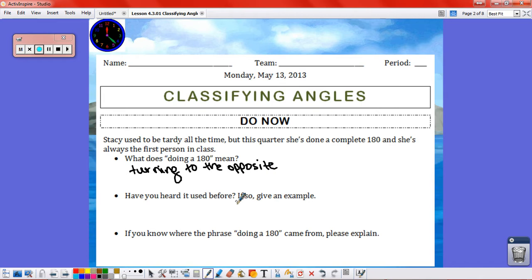I'll ask if you've heard it used before. I have a lot of kids who are into skateboarding and other similar sports like extreme biking, snowboarding. If you know where the phrase doing a 180 came from, please explain. And in almost every class I've had somebody say from angles, from measuring angles.